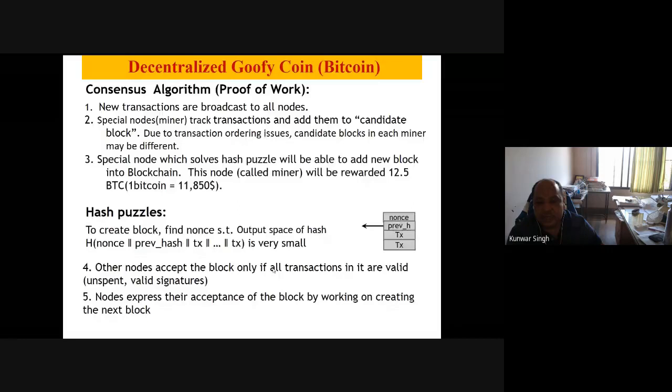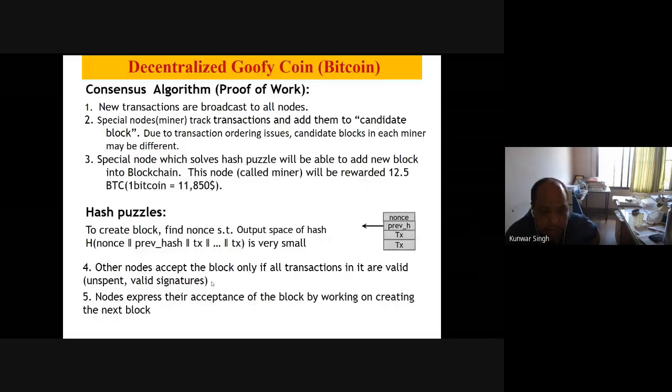Finally, the nodes express their acceptance of the block by working on creating the next block. So once this is added and accepted, people will try for another. This is the way blockchain works. This is a complete blockchain. Is it clear? Any doubts? Okay, no doubts, then I'll move on.